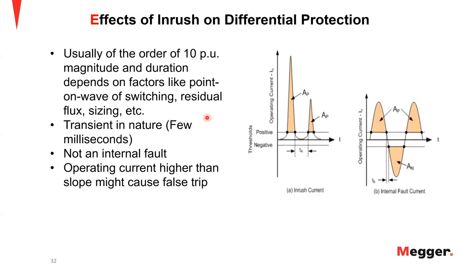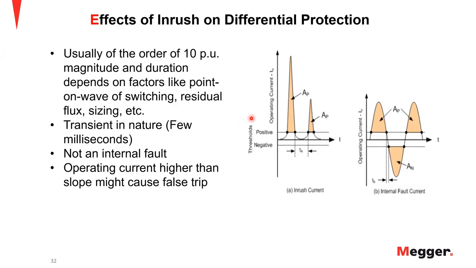So do we want the differential to trip on magnetizing inrush? We don't want it to trip because it's a normal condition. We are only energizing a transformer and it's not a fault condition. If you look at this particular picture here, the inrush current is usually of high magnitude, like you see here. It can be more than internal fault current sometimes, and because of which the differential relay will think that it's a differential current.